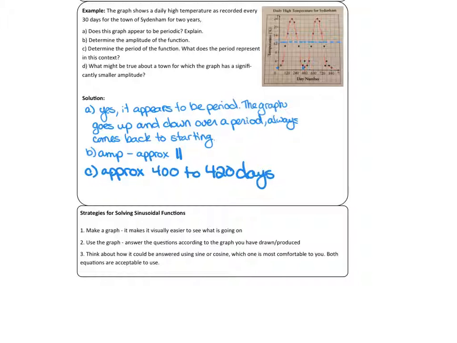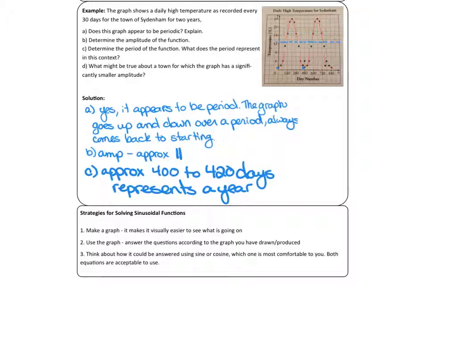What does it represent in this context? Now, because we're talking about daily high temperatures and day numbers, it represents a year in this context.